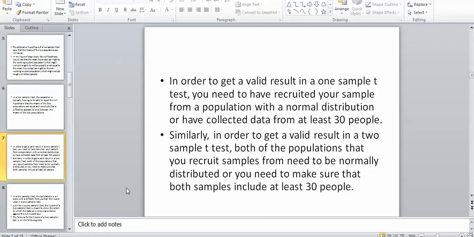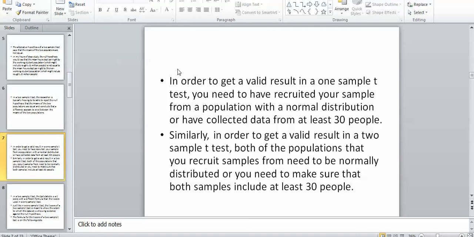In a one sample t-test, you're supposed to recruit your sample from a population that has a normal distribution or have at least 30 people in your sample. In a two sample t-test, that rule is extended to two samples, so you need either to recruit your samples from two normal populations, or you need to have sample sizes of at least 30 people.